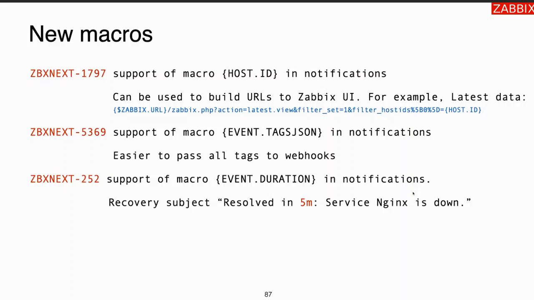So basically, now your recovery subject may look like "resolved in" and then you use the event duration macro. So like, resolved in 5 minutes, service Nginx is done. So you can see clearly and immediately, okay, the downtime was just 5 minutes. Okay, I can ignore it. Or if the downtime was like 1 hour, it means that, wow, it was a very serious problem. I had to troubleshoot, investigate it, and so on and so forth.